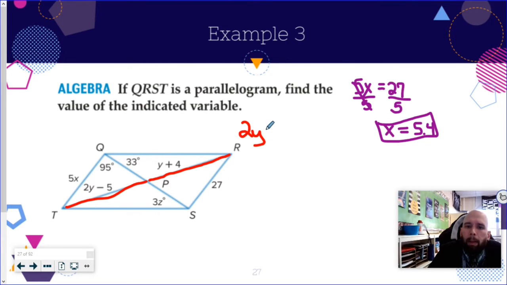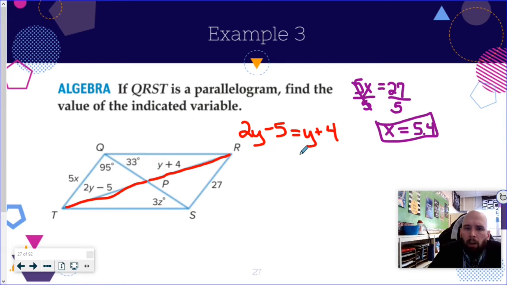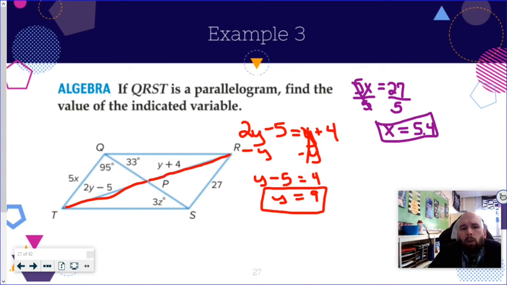2y minus 5 is going to equal y plus 4. We got an equation with variables on different sides. So let's subtract y from both sides, and look at that. 2y minus y is just a regular y. So I've got y minus 5 equals positive 4. Y equals 9 when you add 5 to both sides. So y is 9. That wasn't so bad.